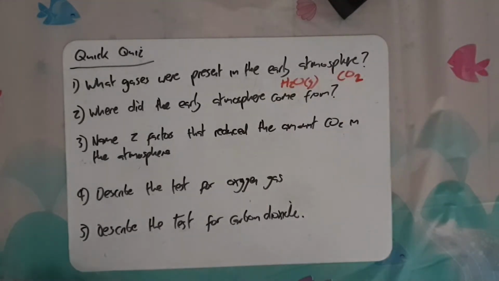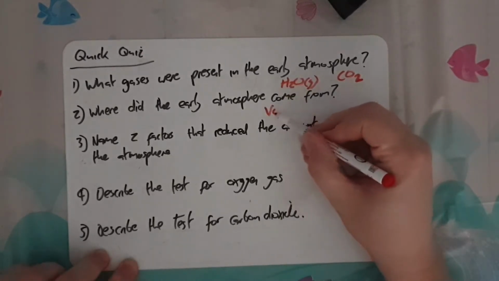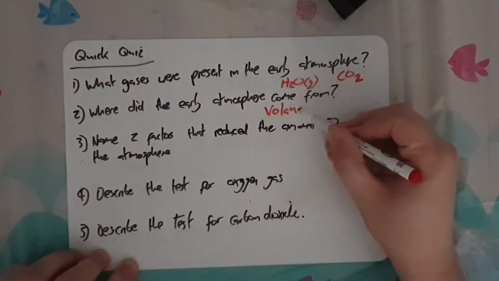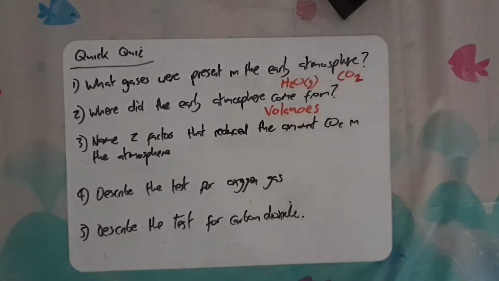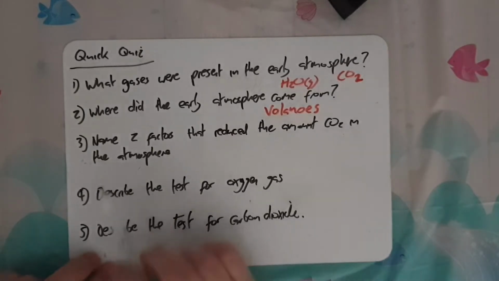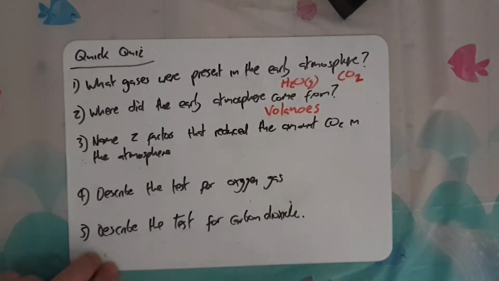Where did the early atmosphere come from? Volcanoes. So the early atmosphere was produced from volcanic eruptions.